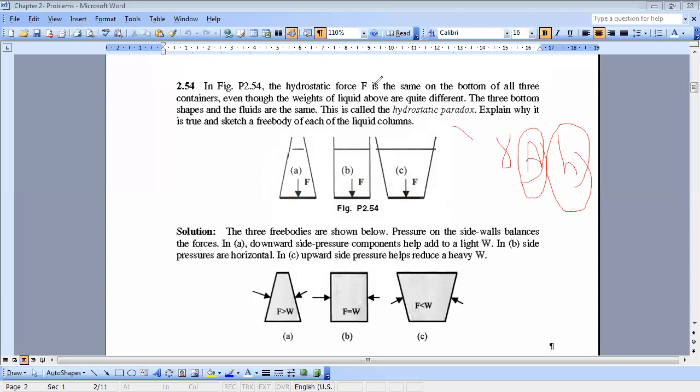It doesn't matter how much liquid, but I should have the same height. This is the condition. But yes, it doesn't matter the volume. I can have different volumes with different shapes. The only condition to have the same effect is the same height for all containers, and the same bottom area. So you can have any shape, any profile. The profile of your container will not affect the result as long as I have the same height and the same bottom area.